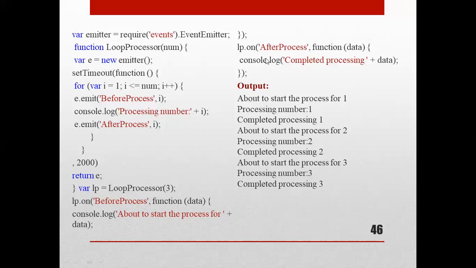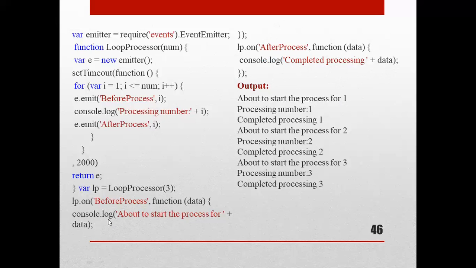Then we close this function, and again we register for another event, lp.on after process. After process is the event name, and this is another listener. That listener contains one statement, complete processing with the data. The data may be like 1, 2, 3, as I said, it will increase the numbers. Then after executing this code, it will output like about to start the process for one.